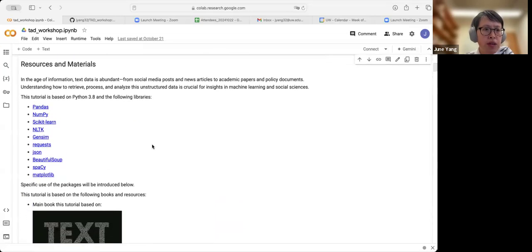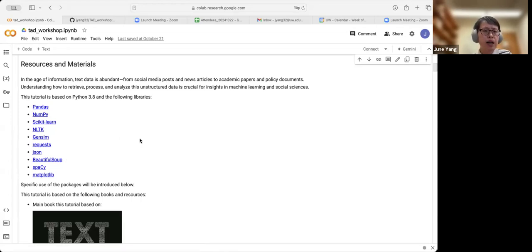We'll start with resources and materials. Here, this lists all of the libraries that we're going to use in this tutorial. For example, pandas and numpy are mostly used for data wrangling and numerical operations on data. Scikit-learn is a machine learning package. NLTK, Gensim, and spaCy are mostly used for processing text, and they contain some good language models. Other libraries, including Requests, JSON, and Beautiful Soup, are mainly used for scraping information from online, from web APIs.